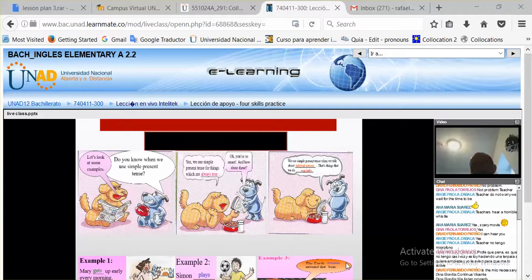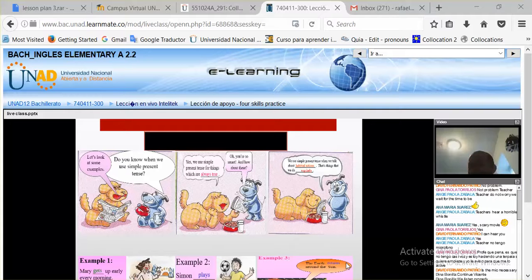The first example is Mary gets up every morning. She does some exercises. The second one, Simon plays football every day. And the other one is the Earth rotates around the sun. The last example shows that we are talking about real facts, you know. The first example is maybe a routine, and the second one shows the guy doing a daily activity. Okay.